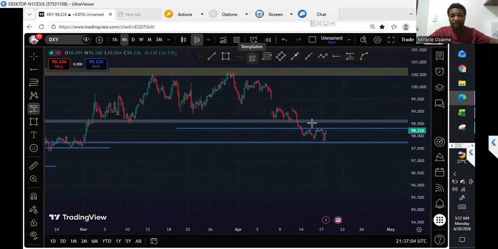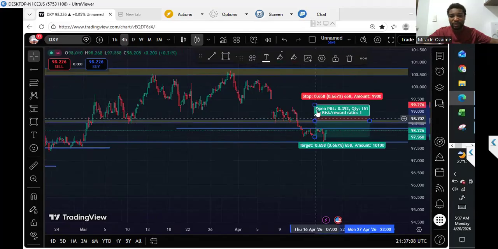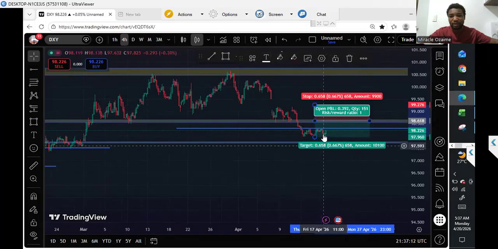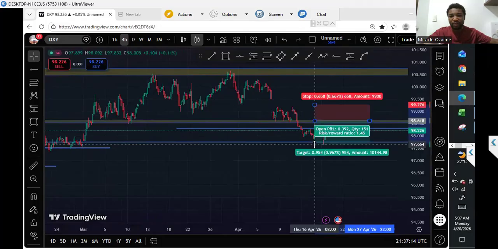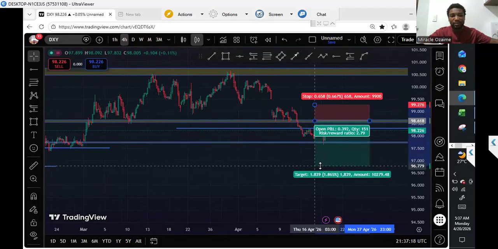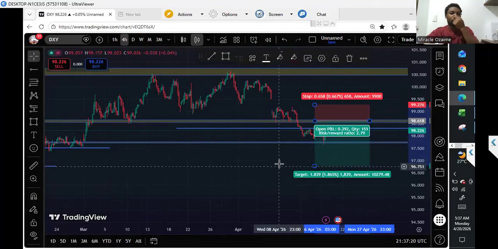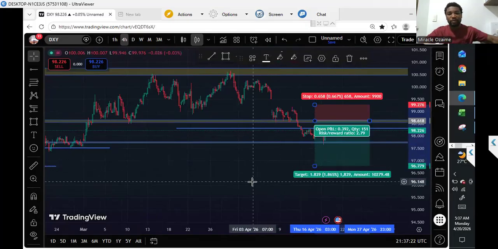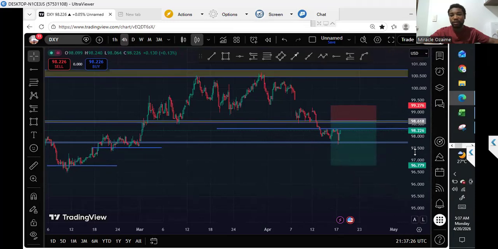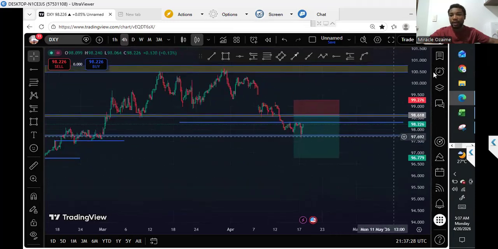DXY is still looking bearish to me, so I'm going to place my entry around this area. Then the stop loss is going to be here. Then the first TP is going to be here. Then the second TP is going to be around this region. So the market is still looking bearish. The DXY is still looking bearish to me as of today, as of this week. But next week, I'm going to be seeing what the market is going to do.